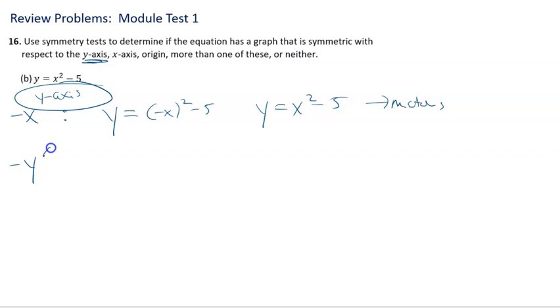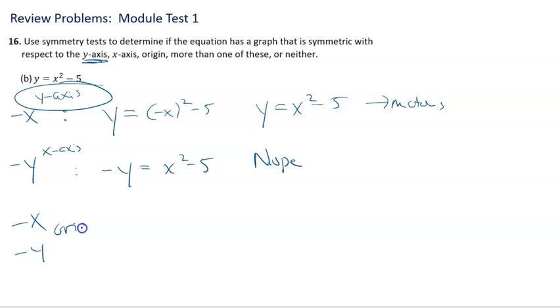For x-axis symmetry, remember what you do? You plug in negative y for y. So is negative y equal to x squared minus 5? Does that match the original? Well, no. Even if you divided both sides by a negative 1 to get rid of that negative, it still doesn't match the original. So nope. All right. Now, if you don't have x-axis and y-axis, well, no, let's keep going. You could have origin symmetry, so we need to check this one. Negative x for x and negative y for y.